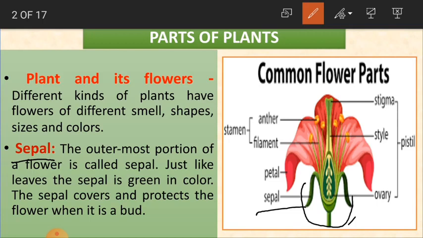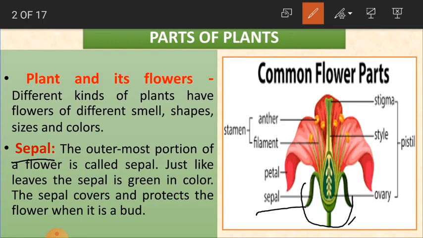Just like leaves, the sepal is green in color. As I said, this sepal is green in color. Even our leaves, every plant leaf is in green color. Same like that, even the sepal is green in color.